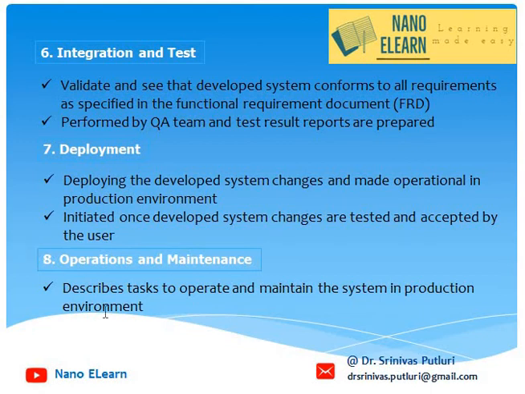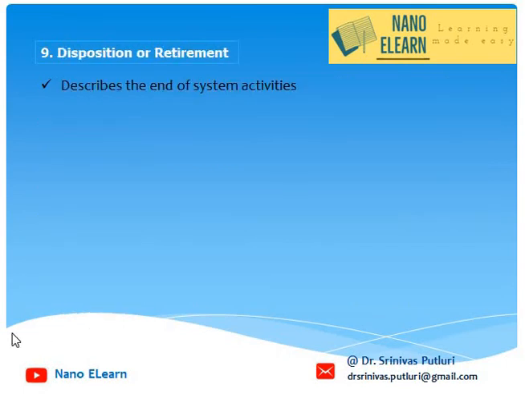The next phase is operations and maintenance phase. This phase describes various tasks to operate and maintain the system in the production environment. And the last phase of SDLC process is disposition or retirement phase. It describes the end of the complete system activities. Thus the end of SDLC process and different phases of SDLC.